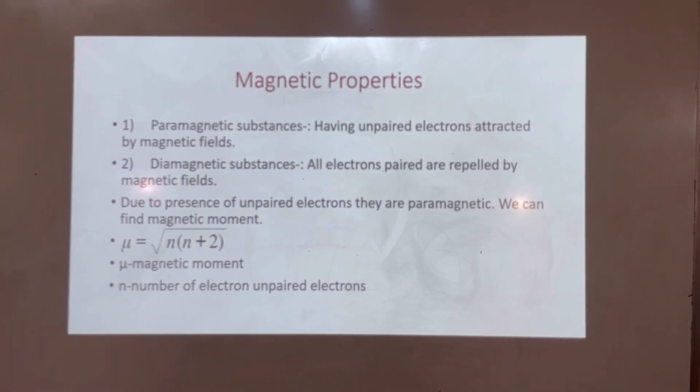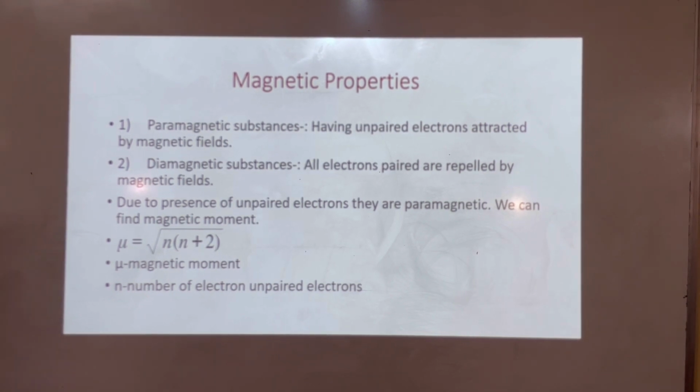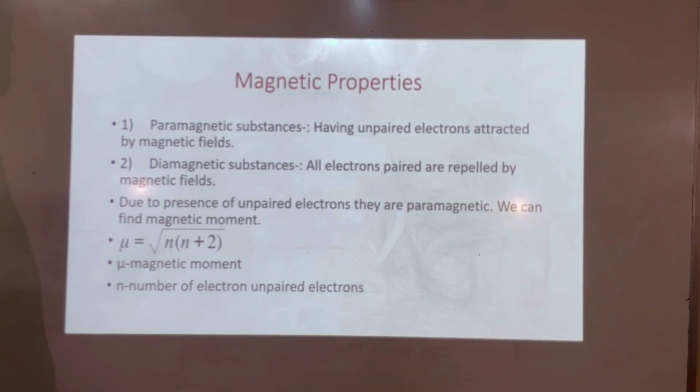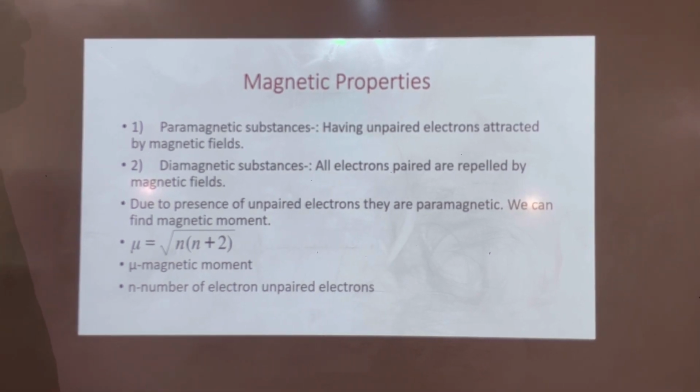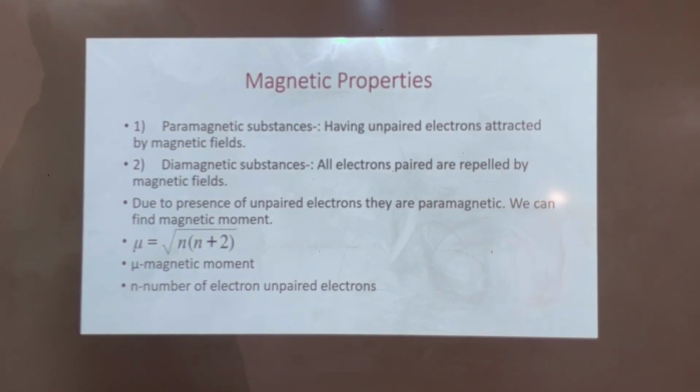We can find out the magnetic moment with the help of this formula. Here mu is the magnetic moment and n is the number of unpaired electrons. So with this I have explained the properties of d block elements.